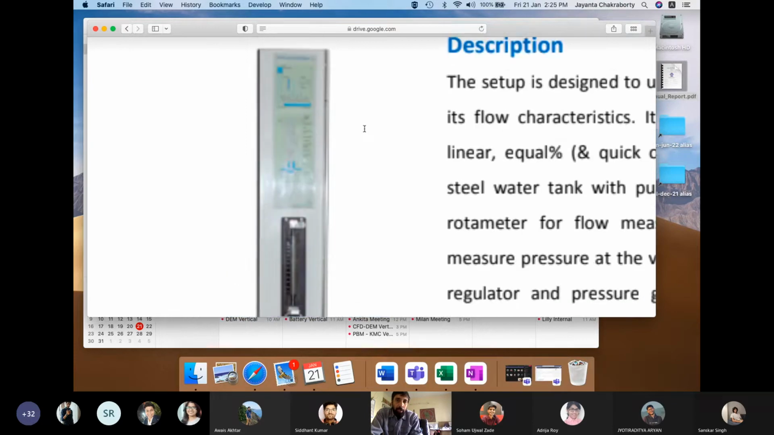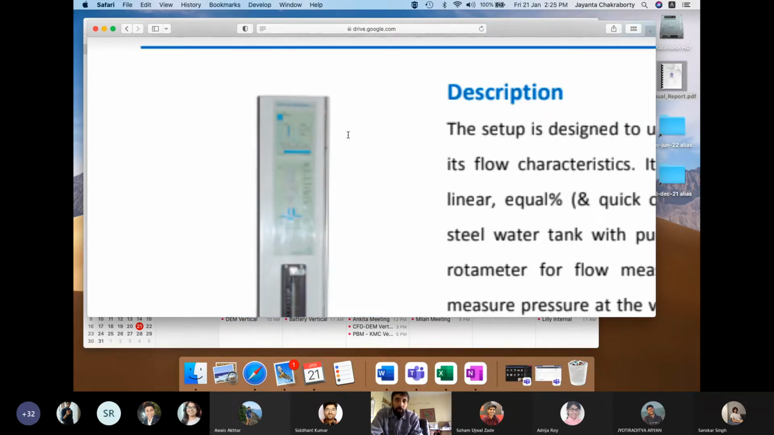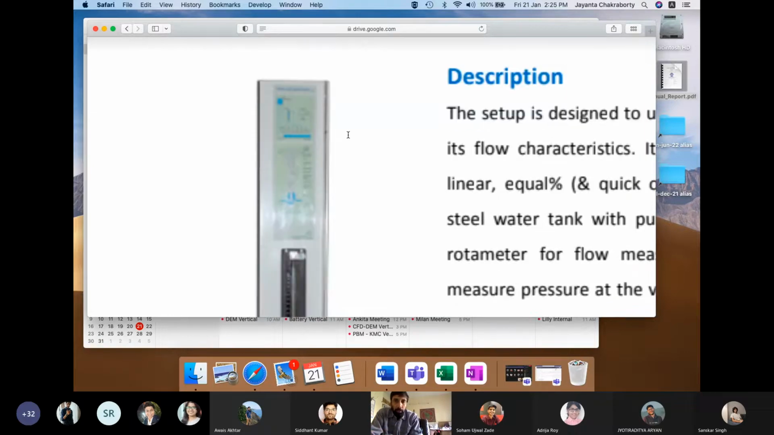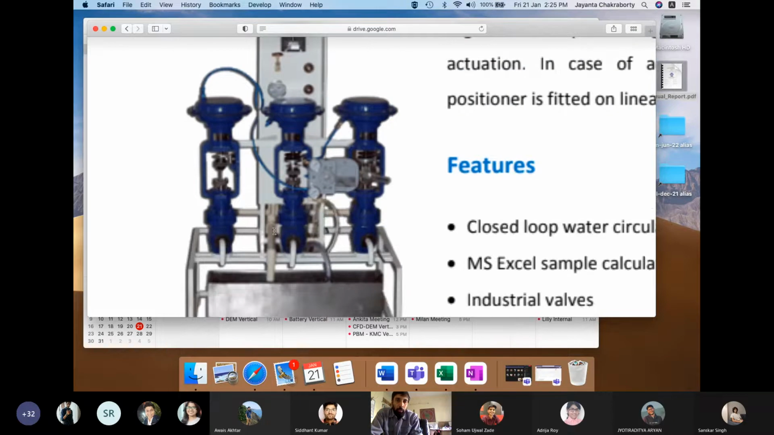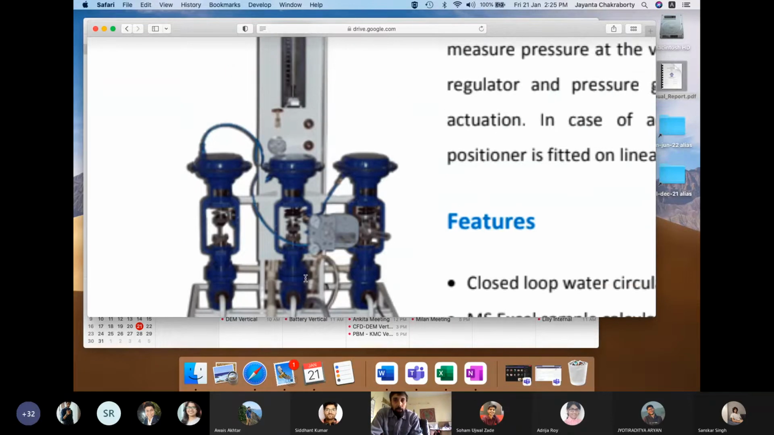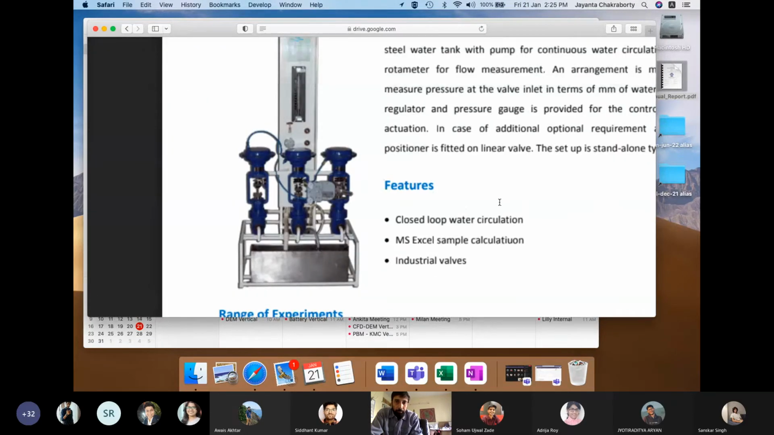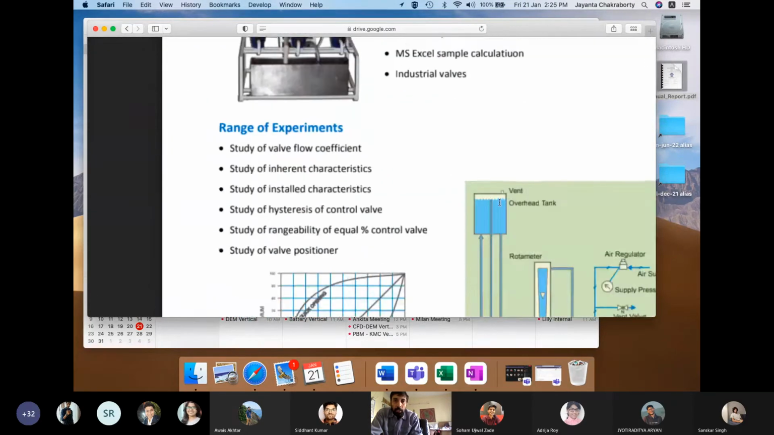And the overhead tank has an overflow line, because you cannot always maintain the same flow rate. The valves are going up and down. So there is an overflow line. This is the overflow line, which maintains a constant head of water in the overhead tank. So that's all about the setup.